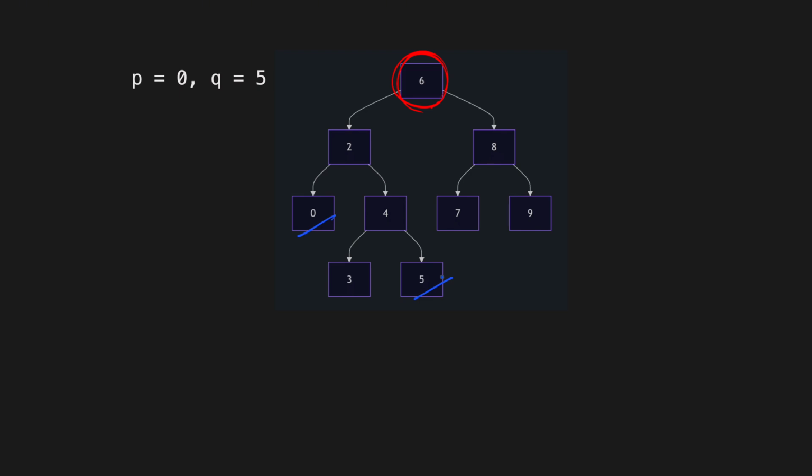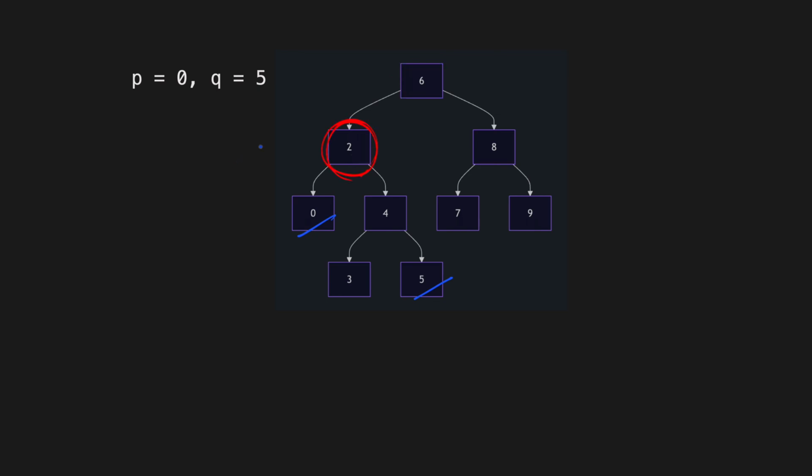Now both the values 0 and 5 are lower than the root node 6. Hence the LCA cannot lie on the right side because in a binary search tree all the values on the right will be higher than even 6. So both the nodes and their LCA will lie on the left side of the tree.